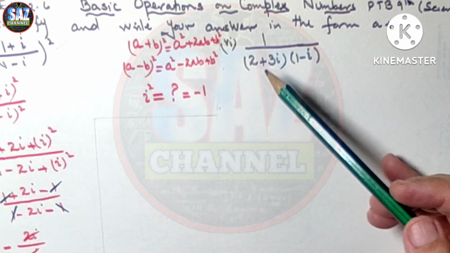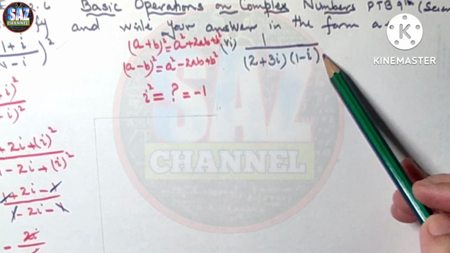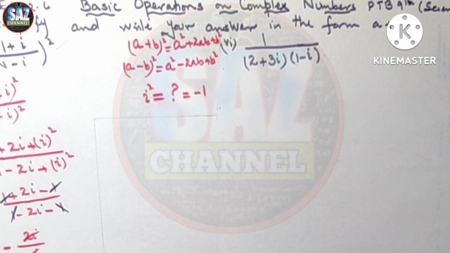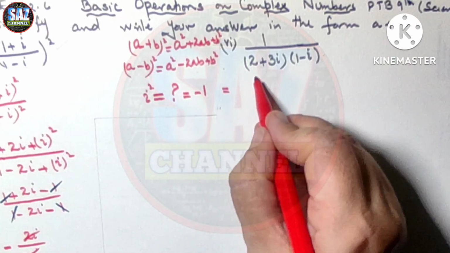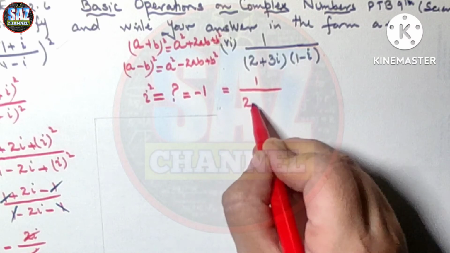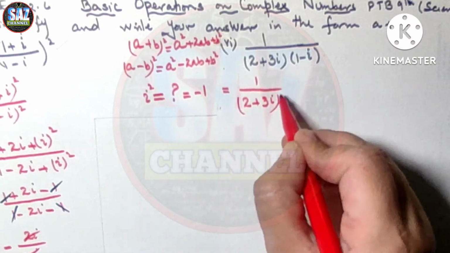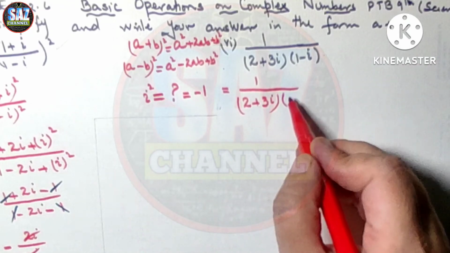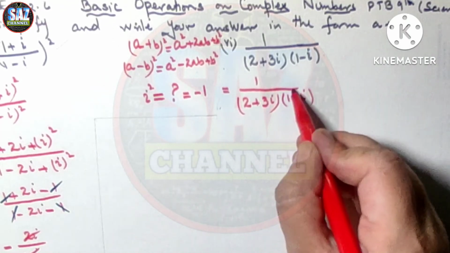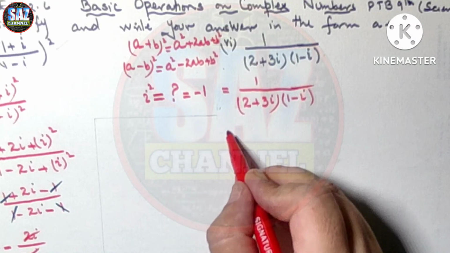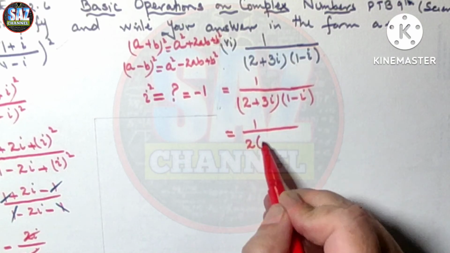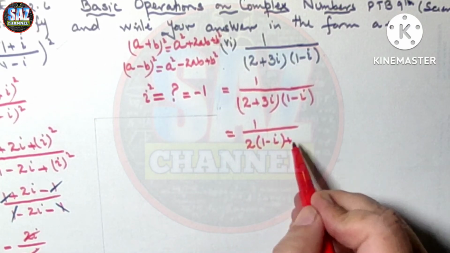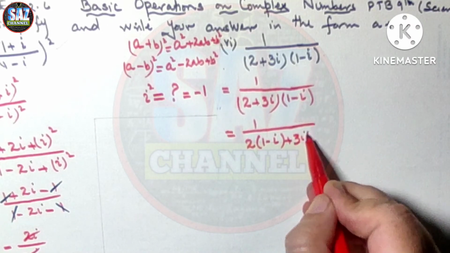The second part is 1 over (2 + 3 iota) multiplied by (1 - iota). First, we have to make the denominator single by multiplying these two brackets. So it will take the form 1 over (2 + 3 iota) into (1 - iota), since we should have a single denominator.